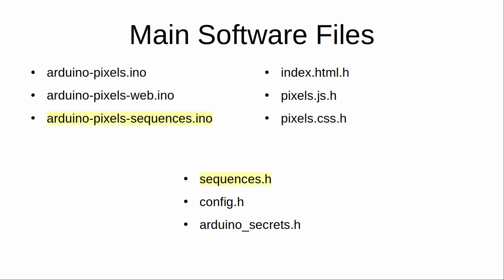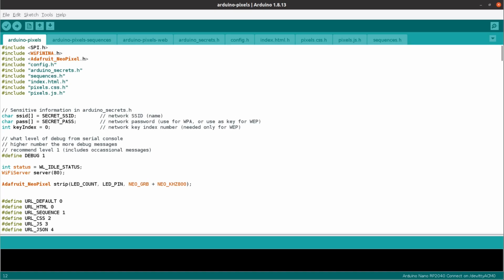Other than the HTML related files, the ones that are needed for sequences are Arduino pixels sequences.ino and sequences.h. I'll be covering those last in this particular chapter. The main program file is called Arduino pixels.ino. This imports the Wi-Fi and the NeoPixel libraries. Note, you may need to install these through the Arduino Library Manager. That was covered in the earlier video, and there's a link in the description if you need to go back to that. The code then imports all the other .h files.